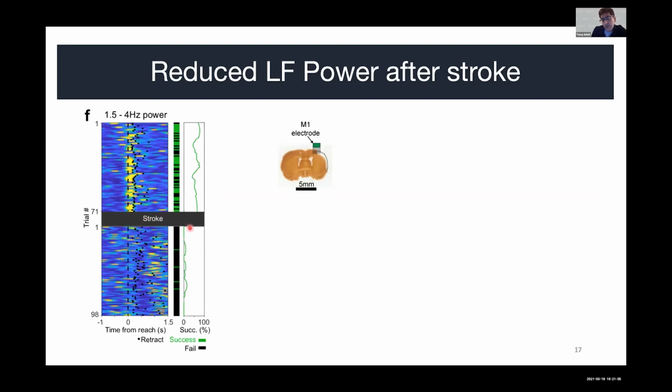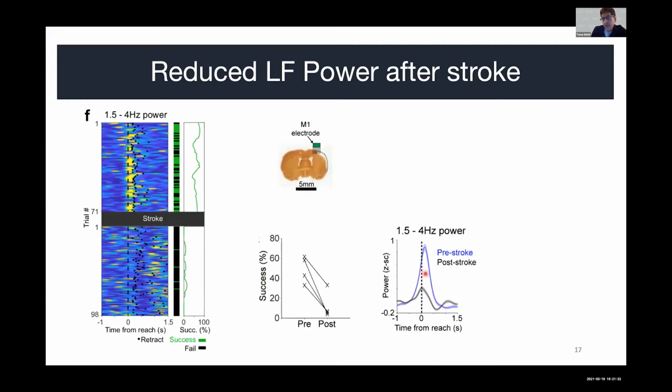Immediately after stroke, we see that the accuracy drops. They can no longer pick up the sugar pellet. And concomitant with that, this oscillation goes away. So this is our first hint that this oscillation could be a marker for skill learning. And once the skill is lost, you lose this oscillation. This is seen across 4 rats. The success drops, and we also see this power reduction. Here is the pre-stroke power in these 4 rats, and post-stroke, this 1.5 to 4 hertz power really goes down.